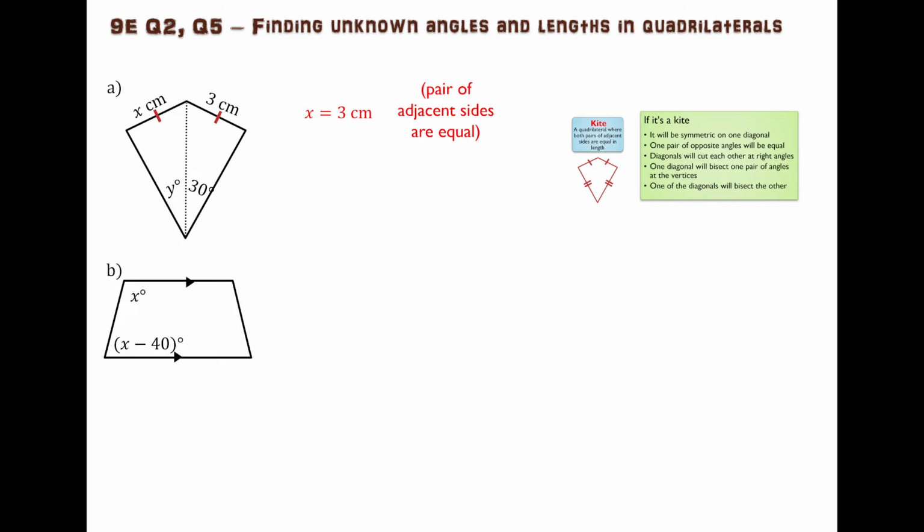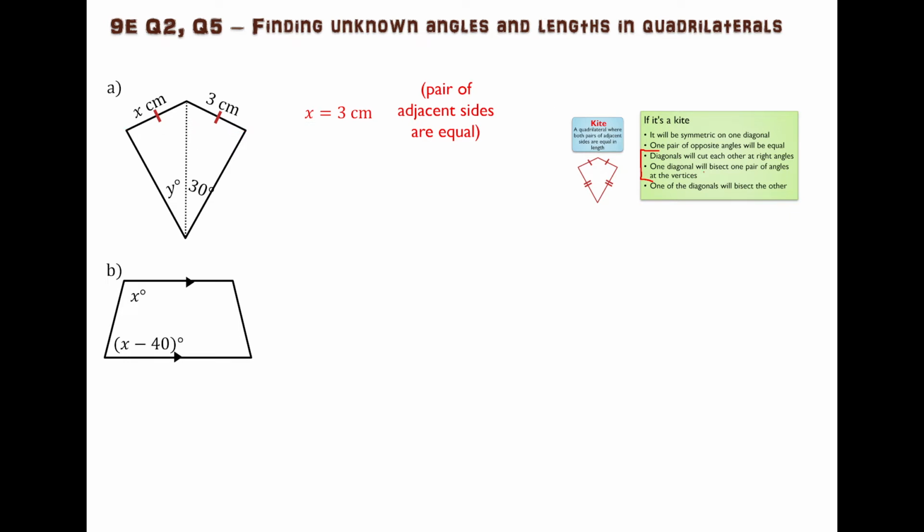Well, which rule talks about the angles? These rules here talk about the angles. Diagonals will cut each other at right angles. We don't have that. That one is used when there are two diagonals and they cross at 90 degrees. So it's not that situation.